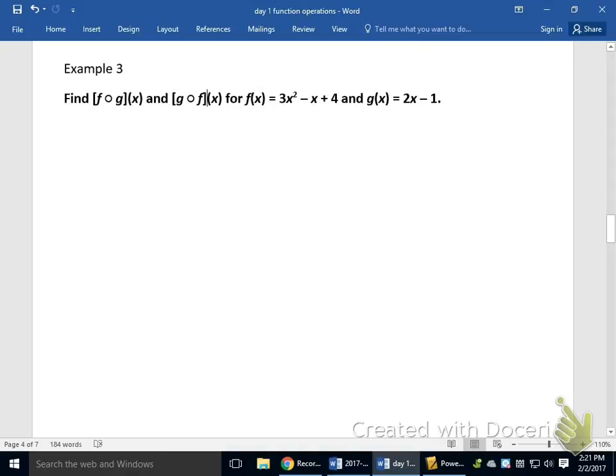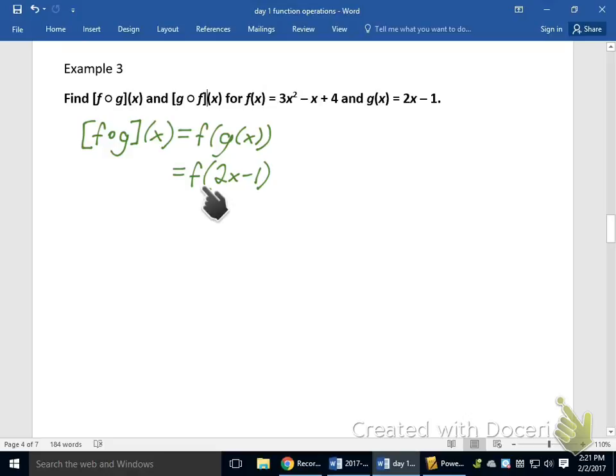Starting with the f circle g of x. What I'm going to do is I'm going to have f of g of x. What that means, when I'm evaluating this down, it's going to be f of the g of x function, which I could replace with 2x minus 1. I'm using simple substitution right here. Now, I'm going to figure out what f of 2x minus 1 is.